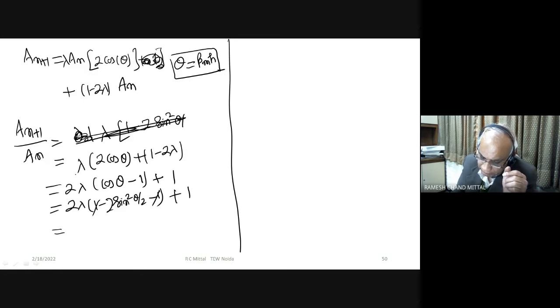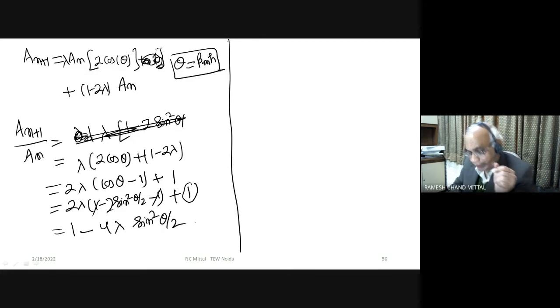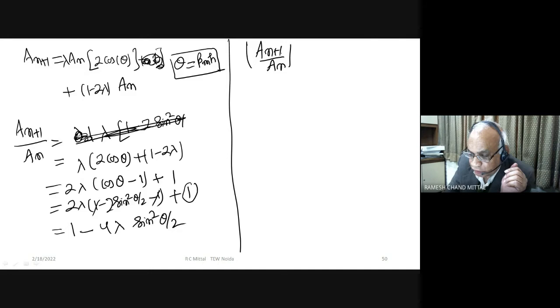So 2 lambda, right. So you have something like 1 minus 4, this is 1 here without lambda. Am I right? Yeah. So you have 4 lambda sine square theta by 2. So you have this equation. Now for stability, my term should be becoming smaller and smaller. a_{n+1} is the next term. So it should be a_{n+1} over a_n less than 1.